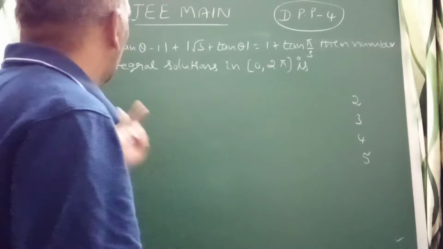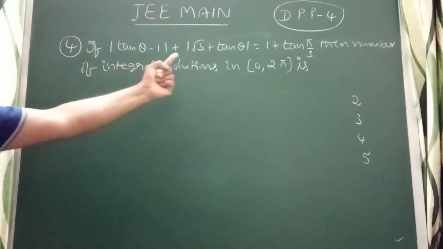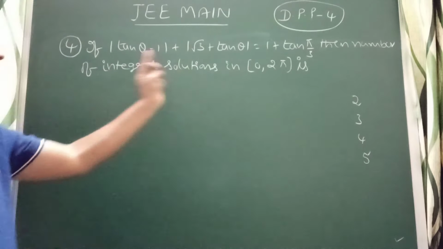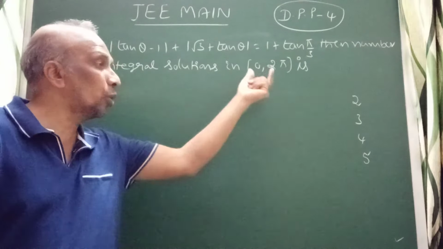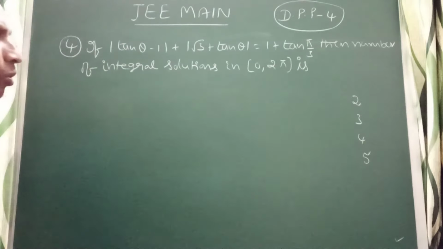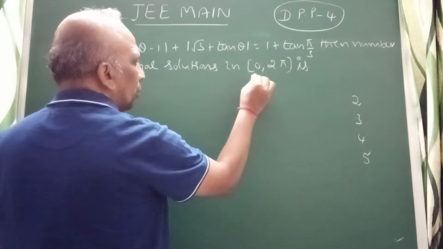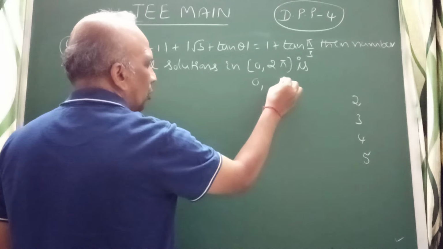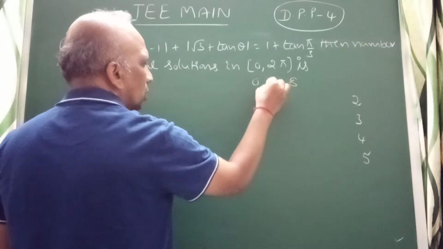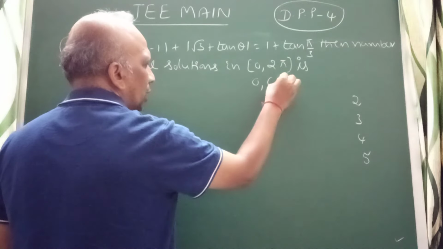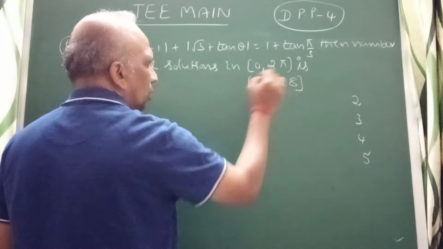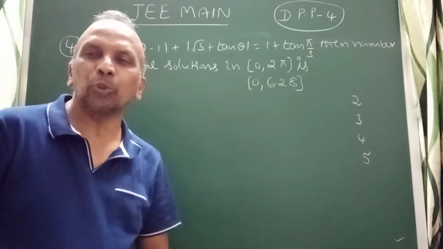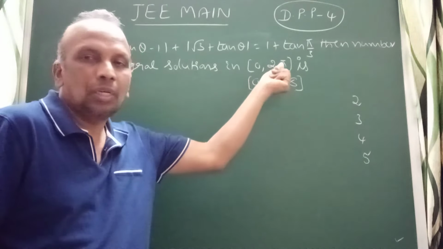Now, we solve this problem. If mod tan theta minus 1 plus mod root 3 plus tan theta equal to 1 plus tan pi by 3, then the number of integral solutions in the closed interval 0, 2 pi. Closed interval 0, 2 pi means 0 to 2 into 3.14, that is between 0 and 6.28, including 0 and including 6.28. They are asking integral values of this.